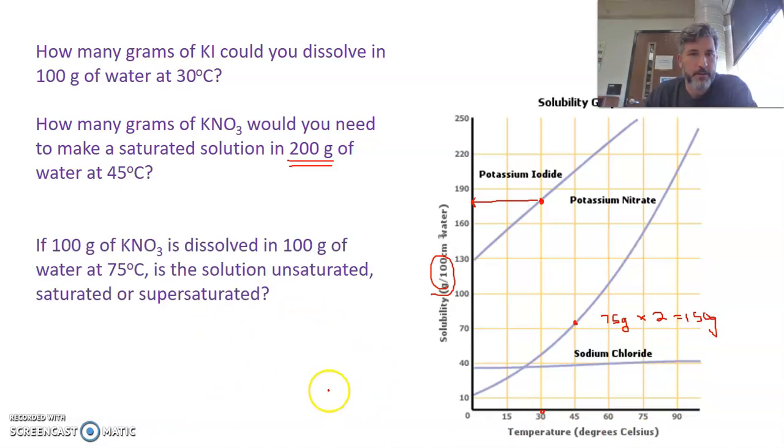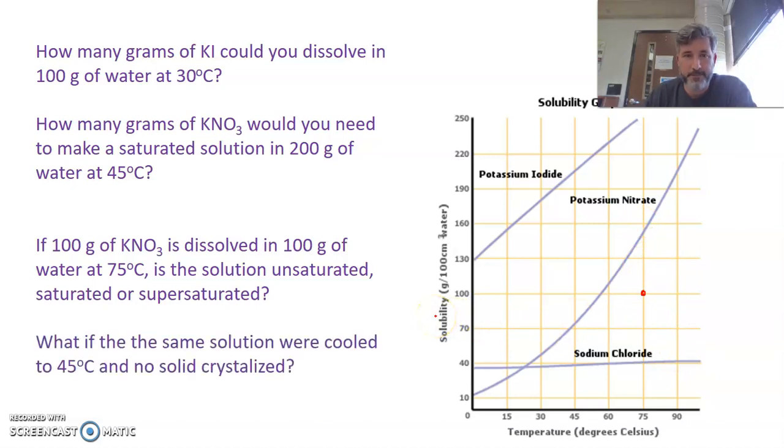All right, let's take a look at this one. See if you can pause and answer this one on your own. If 100 grams of potassium nitrate is dissolved in 100 grams of water at 75 degrees Celsius, is the solution unsaturated, saturated, or supersaturated? Okay, so we're at 75 degrees, and we have 100 grams, which is right here. So that's below the line for potassium nitrate, so you should have said unsaturated.